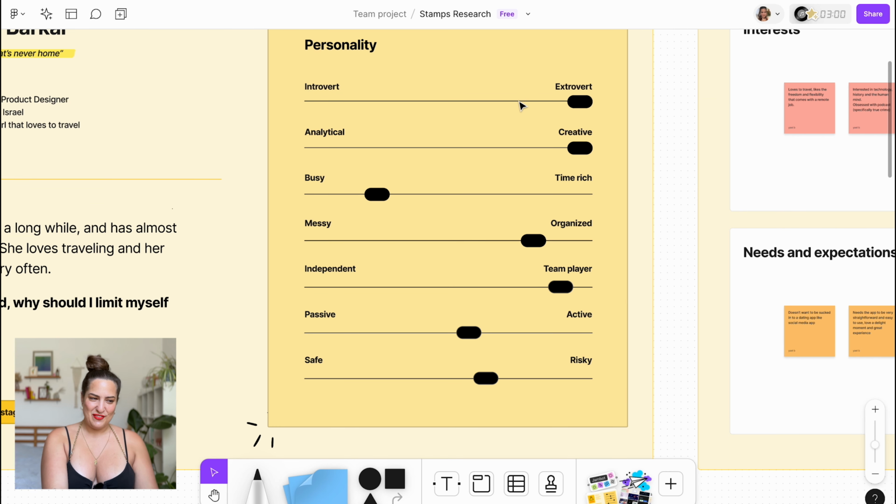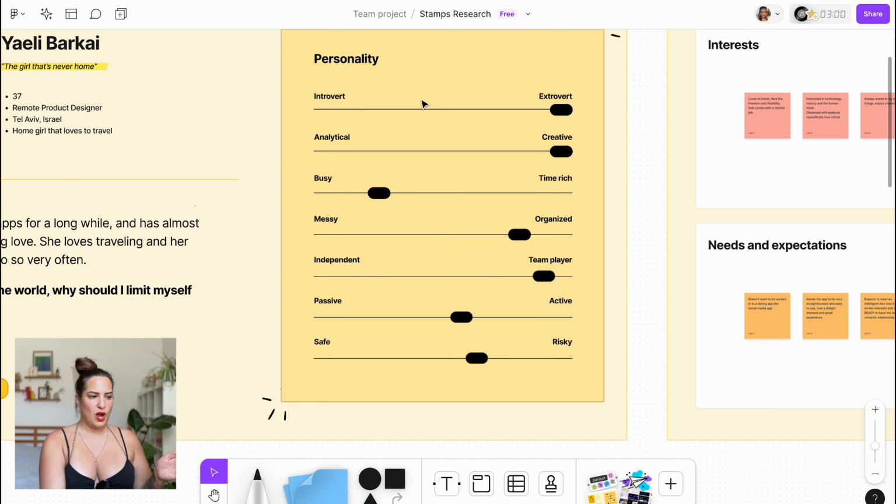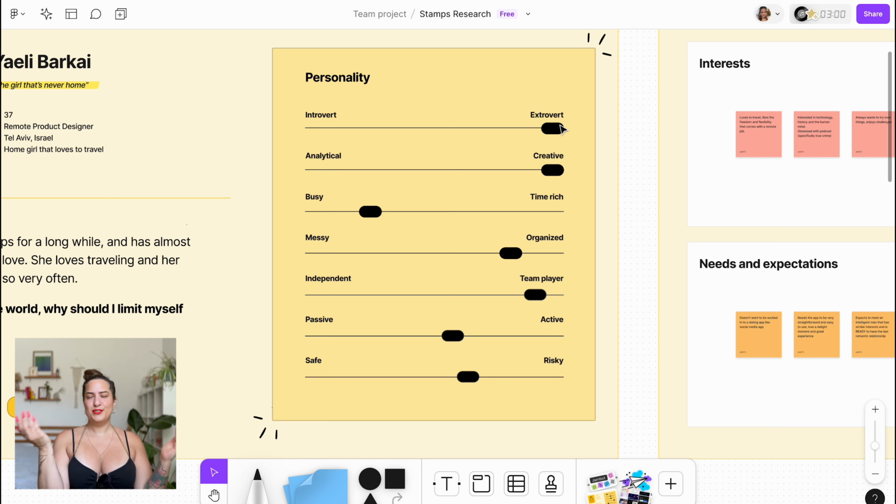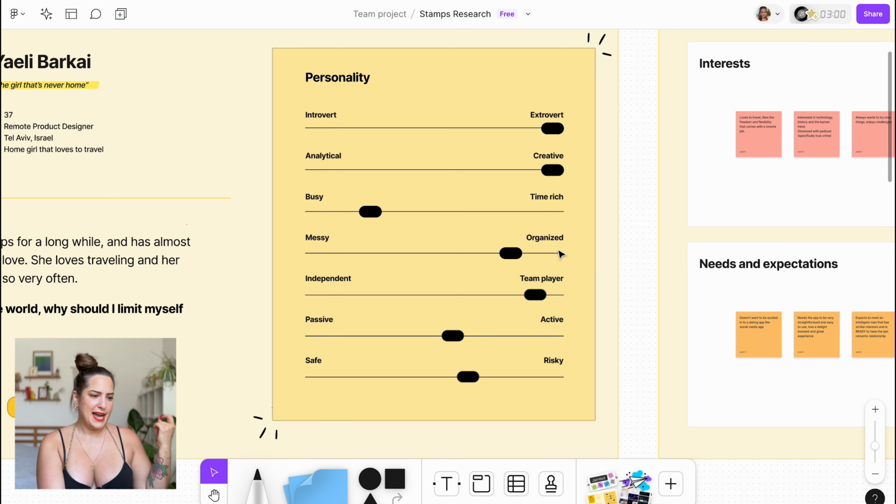Anyway, this is a part of the template as well. So you have these two polar opposites and you want to know where your user stands. So I'm an extrovert, if you didn't notice until now. I'm very creative, much more than analytical. Don't talk to me about analytics and numbers. I'm pretty busy. I'm very organized. I'm a team player. I think I took it a bit too far. I think I'm more of here. I do love my independence, but I'm a team player when it comes to, I love people. I'm pretty active. I would say somewhere in the middle, and I am very risky. This actually needs to be a bit more here. Yeah, I live life on the risky side, and I'm also very impulsive.